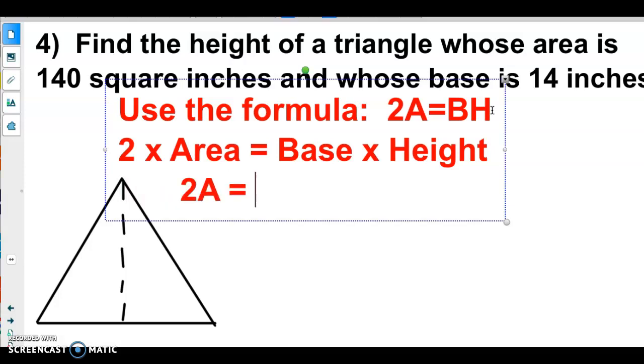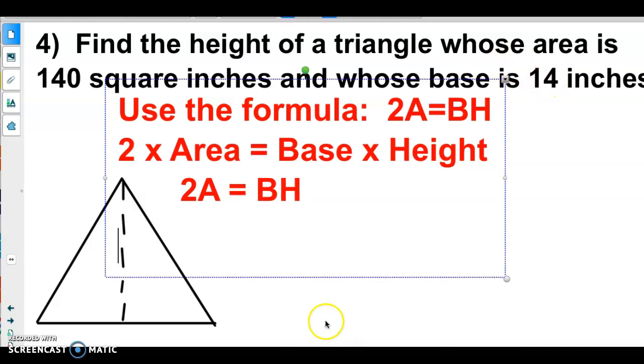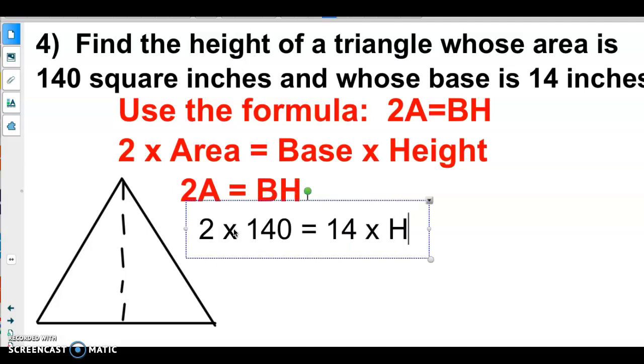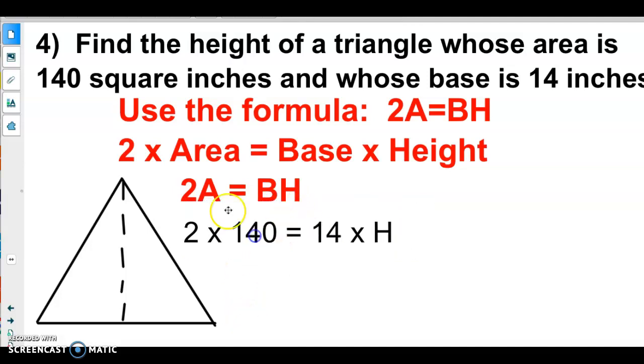So for example, 2a equals bh. I was given the area and I was told that the area is 140. So that means 2 times, I'm going to move this up a little bit so you can see it. So 2 times 140 is equal to 14 times the height. So here's what I did. I replaced the area with 140, I replaced the base with 14, and now I have to figure out the height. So how am I going to do that?